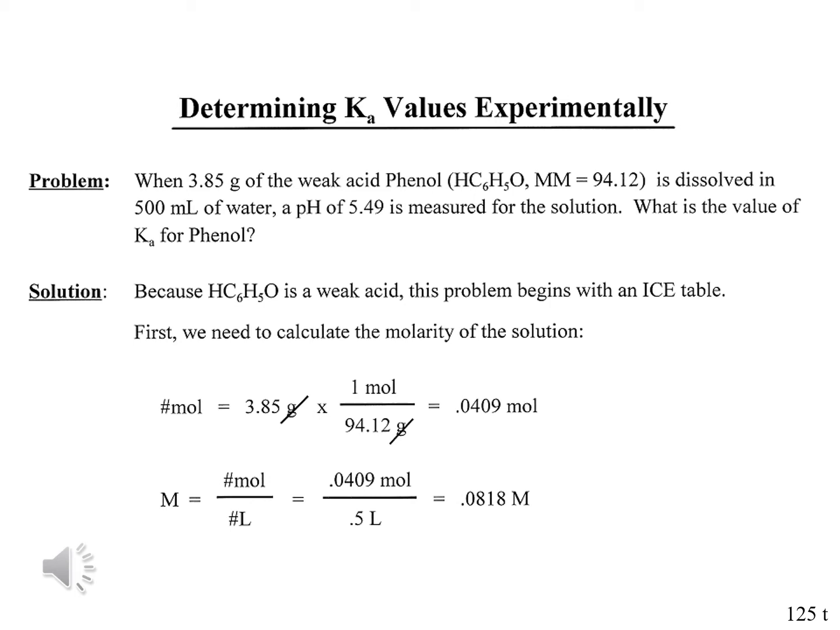I just want to show you how you could get a number to put in the table if you wanted to. So the first thing you got to do is convert to molarity, because we got to do everything with molarity. So I took, first of all, the grams and divided by the molar mass to get moles, and then I divided moles by 0.5 liters to get molarity. So that's what we're going to start with in the ICE table.